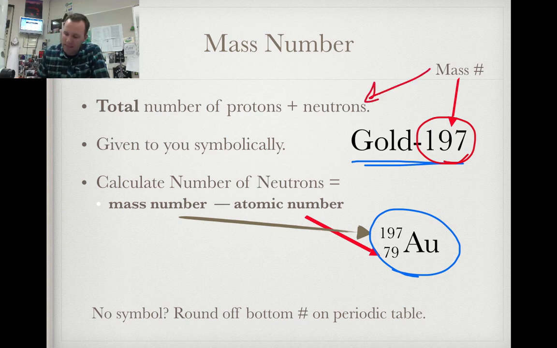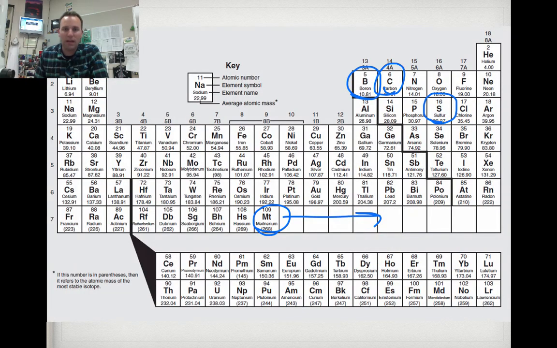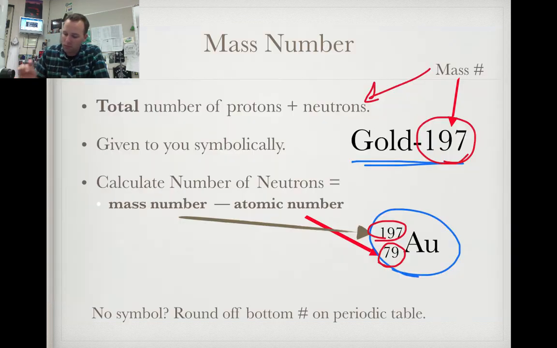Okay, you can see that same number is right here, 197. That top number, when it's written in this symbolic format, is the mass number. Okay, the bottom number is the atomic number. If we go back to the periodic table and find gold right here, you can see that gold is atomic number 79. So that's why right here the number 79 is written on the bottom.